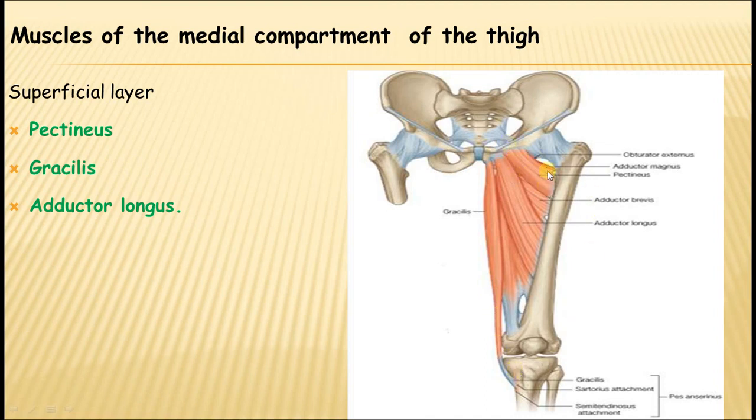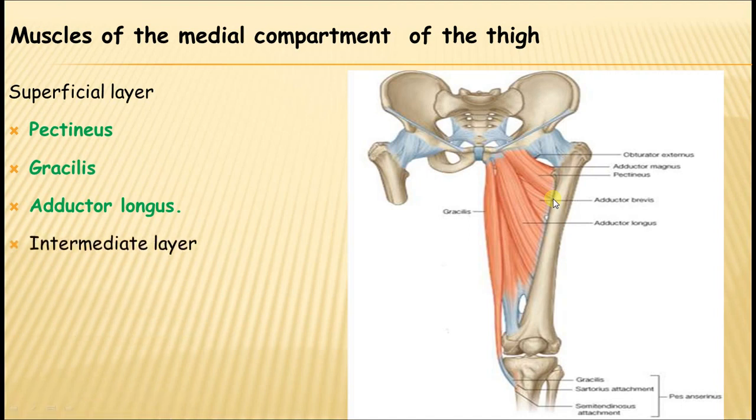The pectineus muscle, which we have already discussed, arises from the pectineal line or the pecten pubis and gets inserted into the base of the lesser trochanter and also into the upper part of the spiral line. That is the pectineus muscle. It is also a hybrid muscle because it has two nerve supplies, the femoral nerve and the obturator nerve. The other two muscles in this layer are the gracilis and adductor longus.